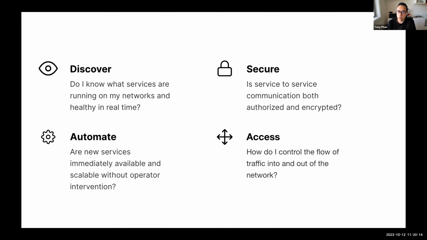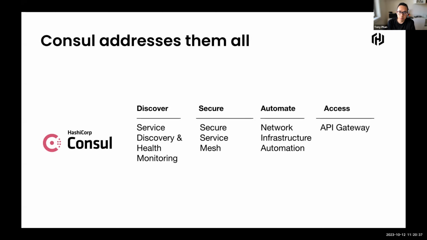The other one is around automation, and that's to provide the immediate availability of services. So, for example, things can scale up and down without any operator intervention. And then access. How do we manage access in and out of that network? You can think of this as your north-south flows. Service mesh being your east-west flows typically. So Consul does provide this capability that enterprises need across these 4 pillars. And you kind of need this to realize the complete service networking platform, right? From discovery, secure, automate, to access.